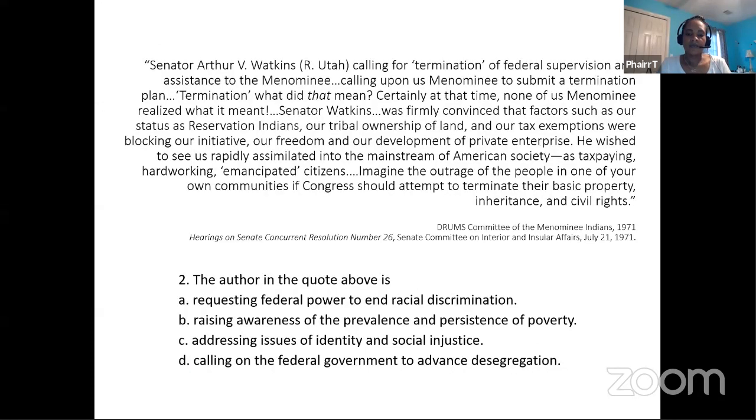All right, here's another one. I'm going to give you guys a few minutes to read through. Remember, don't forget to look at the bottom to see the dates and to see what type of document it is.